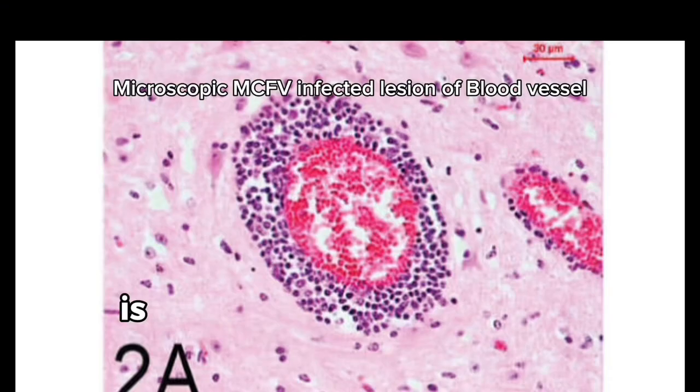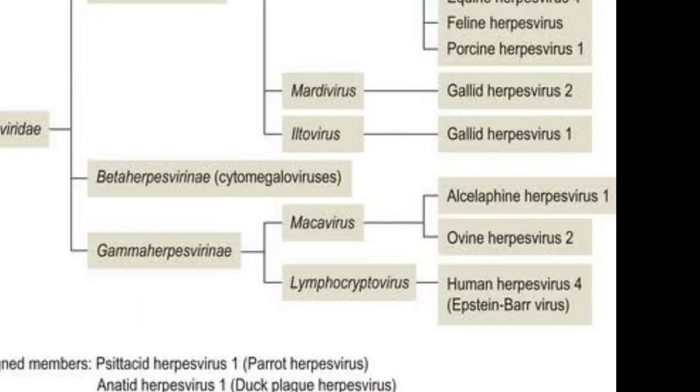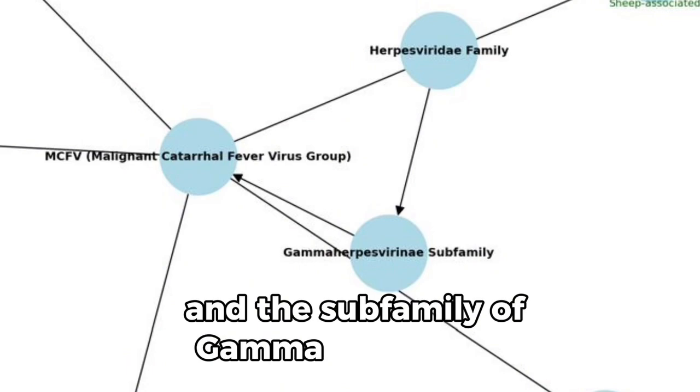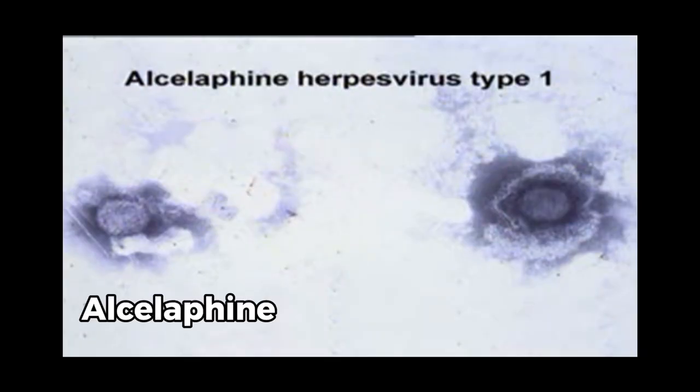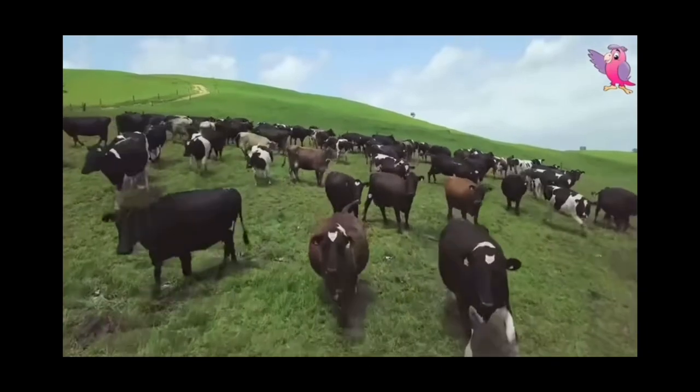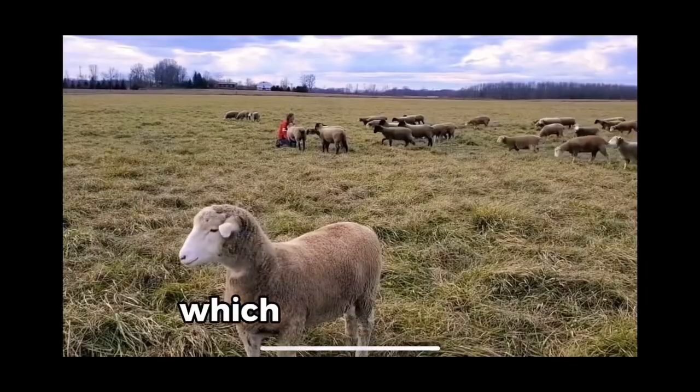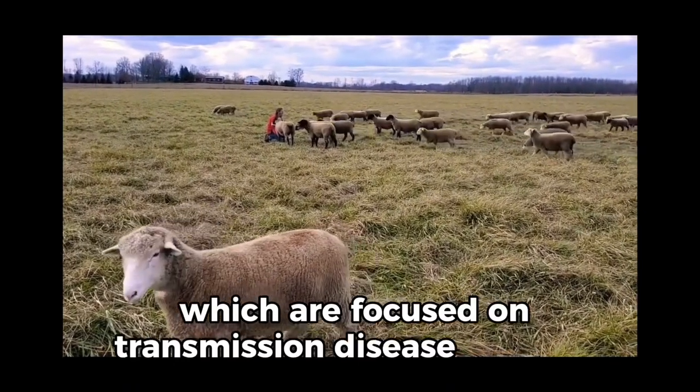Catarrhal fever virus is part of the Herpesviridae family and the subfamily of Gammaherpesvirus. The common types of this virus are Alcelaphine herpesvirus 1, affecting cattle, and Ovine herpesvirus 2, which is focused on transmission of disease from sheep.